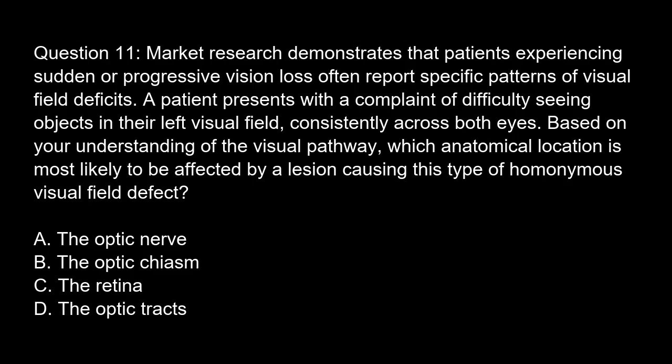Question 11. Market research demonstrates that patients experiencing sudden or progressive vision loss often report specific patterns of visual field deficits. A patient presents with a complaint of difficulty seeing objects in their left visual field, consistently across both eyes. Based on your understanding of the visual pathway, which anatomical location is most likely to be affected by a lesion causing this type of homonymous visual field defect?